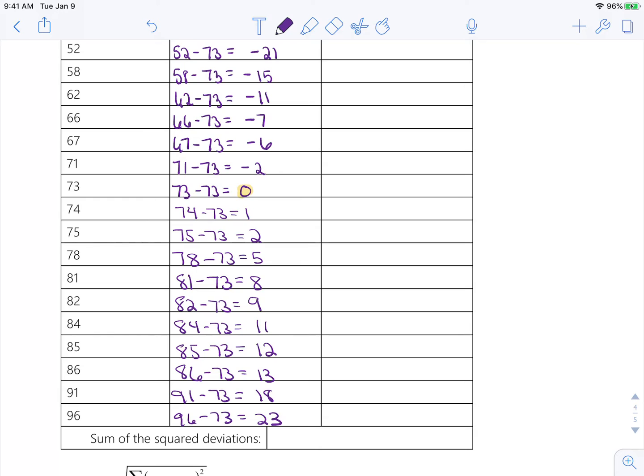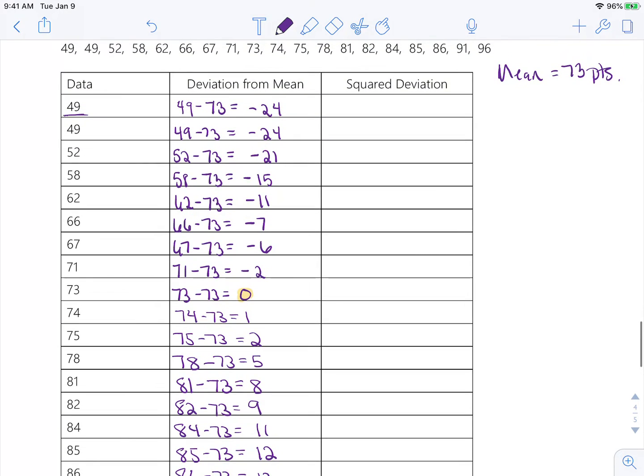Okay, so we found the deviation from the mean, how many points each data value is from the average. Now I need to square all of these values. So negative 24 squared, and I would use a calculator, 576. Just make sure in your calculator you put the parentheses, negative 24 squared, 576, negative 21 squared.